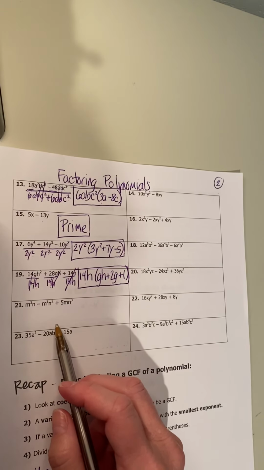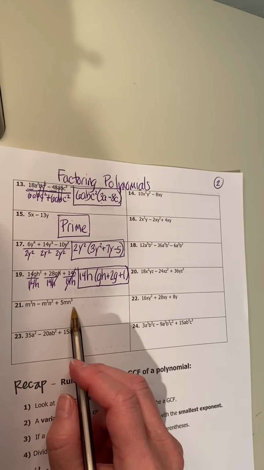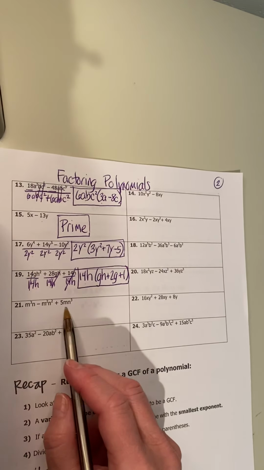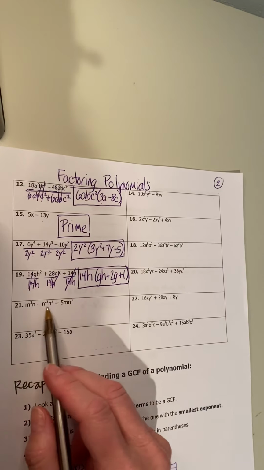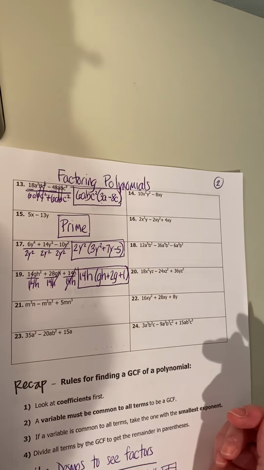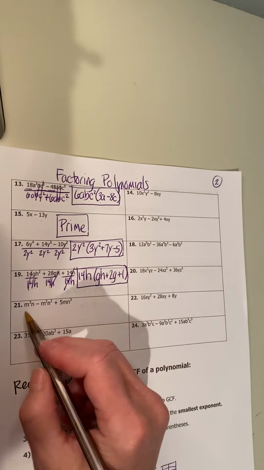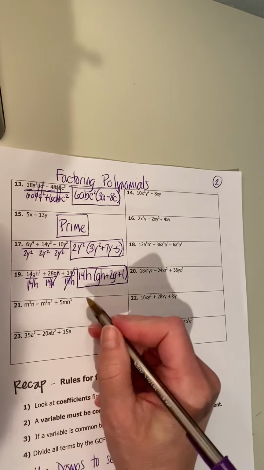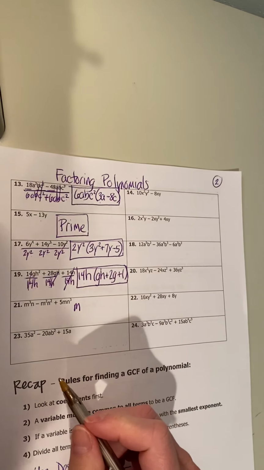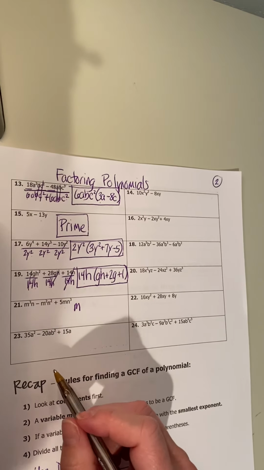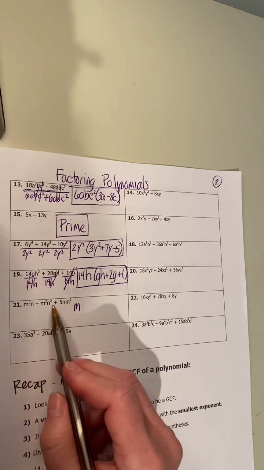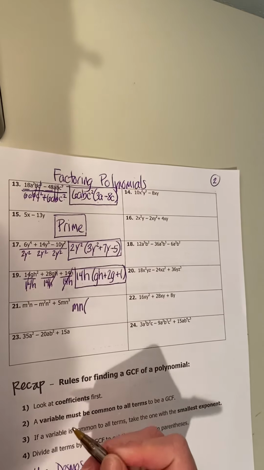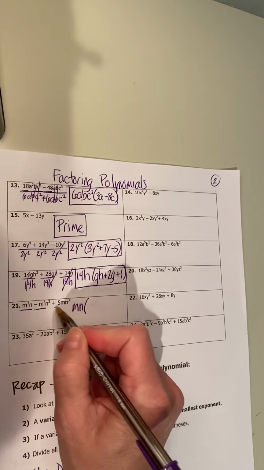Number 21, we've got two variables, which is fine. I don't see any coefficients that I can factor out. I see a 5, but none of the other terms have a coefficient other than a 1 or a -1. So I want to look at my m's. I have m cubed, m squared, m to the first. So m to the first is going to be the highest one that I can use for all of them. And then n to the first is what I can factor out for the n's. So I can factor out mn.